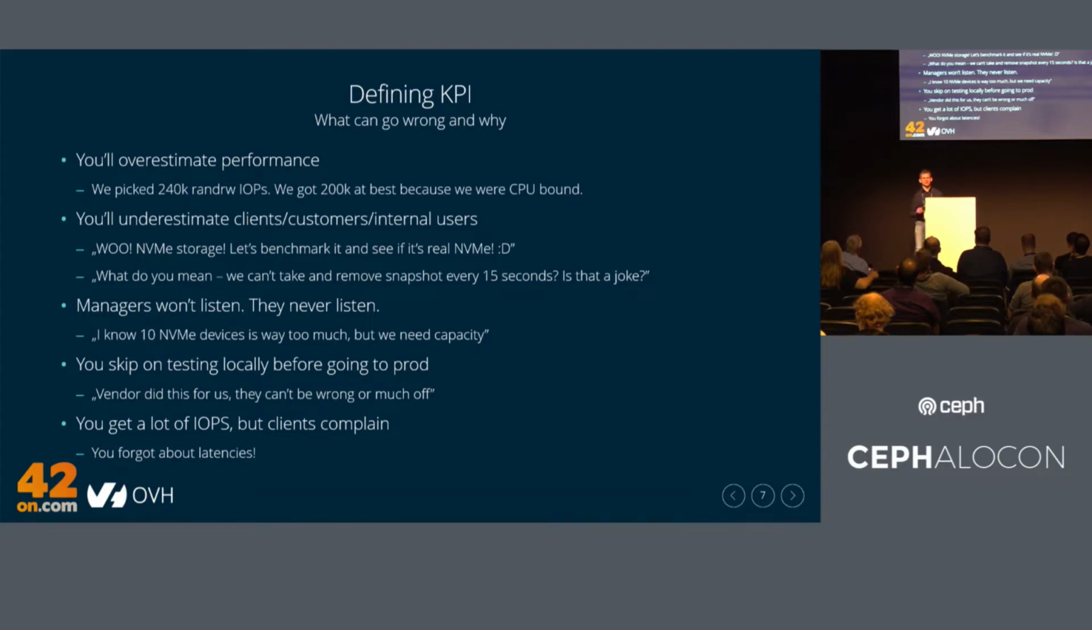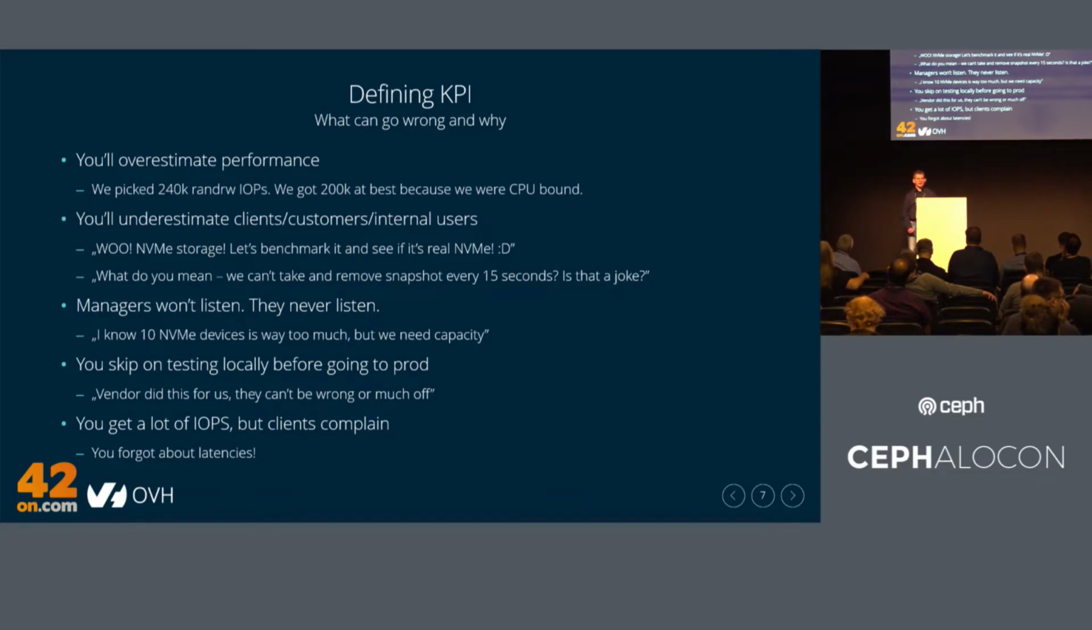Also, if you are already talking to vendors, they might provide some benchmark numbers. You need to make sure they are valid. You need to benchmark your hardware once you get it, so you know that it's up to spec and you are getting what you have ordered. And even if you assume you have a desired number of IOPS, you are still getting clients complaining about performance. Why? Because you forgot about latencies. You are getting 300,000 IOPS, but who cares when you get 100 milliseconds of latency per IOP?